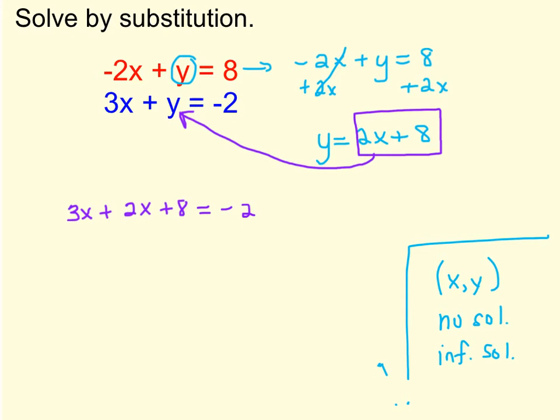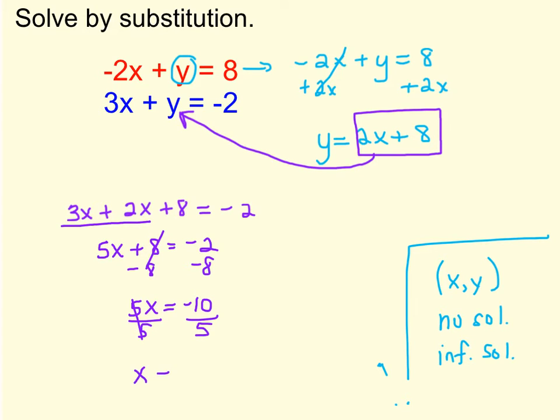This gives us an equation that we can solve for x. You might have some like terms to combine. So we have 5x plus 8 equals negative 2. And now it's just a two-step equation to solve for x. So we'll subtract 8, 5x equals negative 10, and then divide by 5, and we get x equals negative 2.